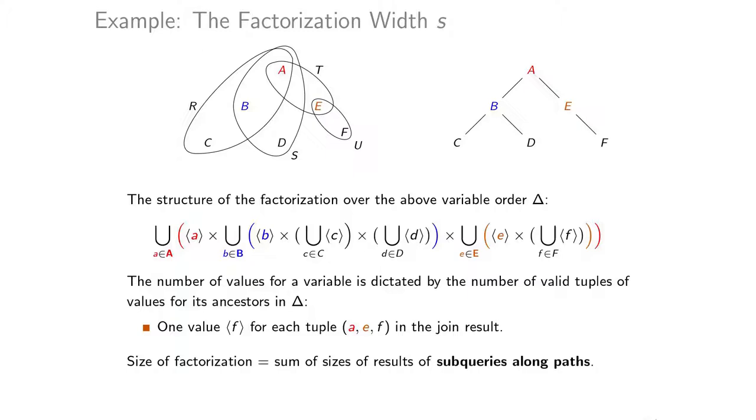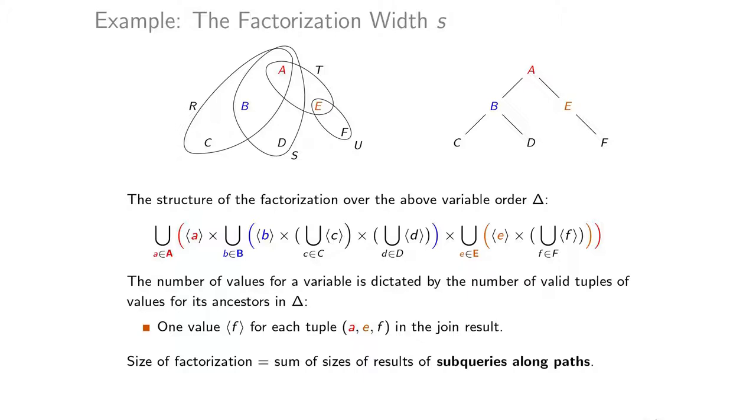Good, so let me now explain these two notions of factorization width and this other notion which is called fractional hypertree width, to understand the difference to the fractional edge cover number. And I will give you an example here. I will start with this example. This is the kind of hypergraph we've seen before with relations R, S, T, and U. And this is, let's say, a variable order for it. So the structure of the factorization over this variable order is this.